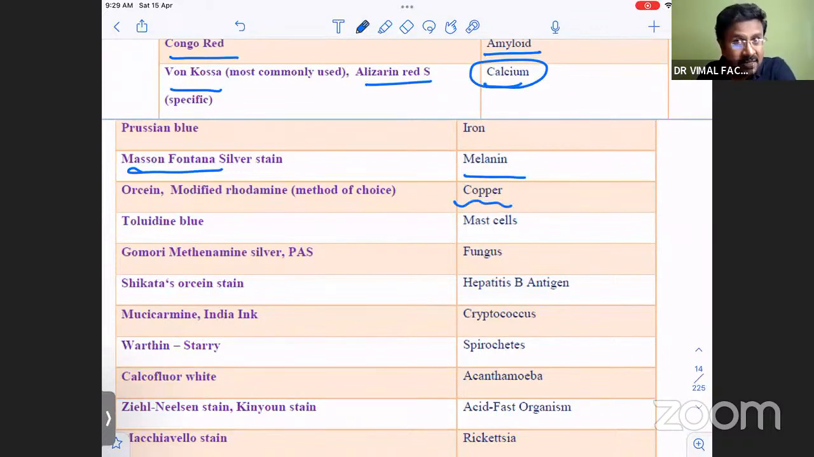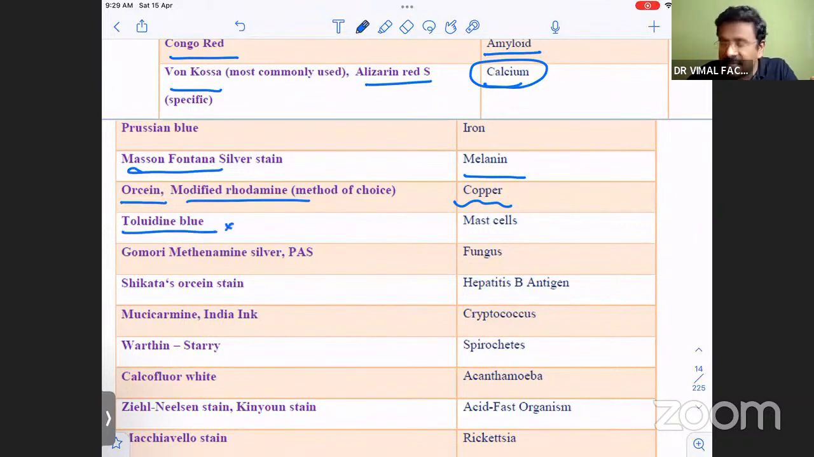In Wilson's disease, when there is a copper overload, copper deposition in the liver, you do the special stains: orcein and modified rhodanine. So please remember orcein for copper, and modified rhodanine for copper. And toluidine blue.